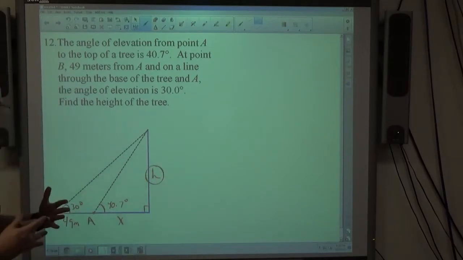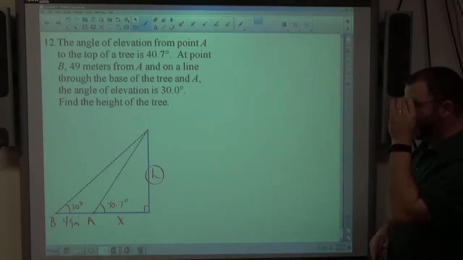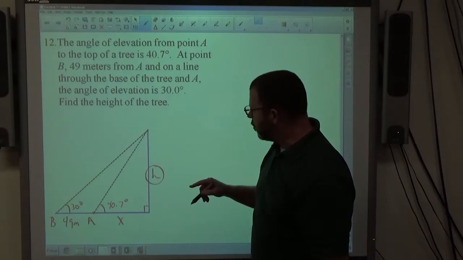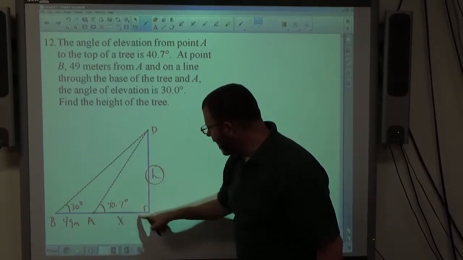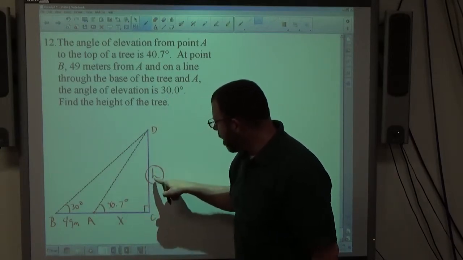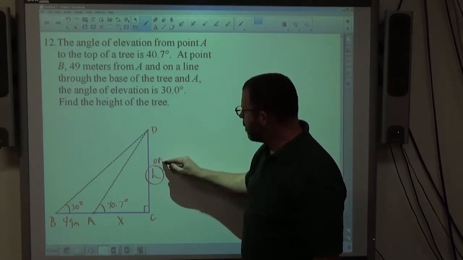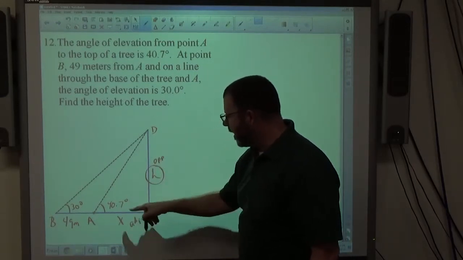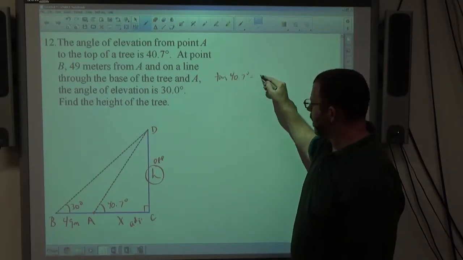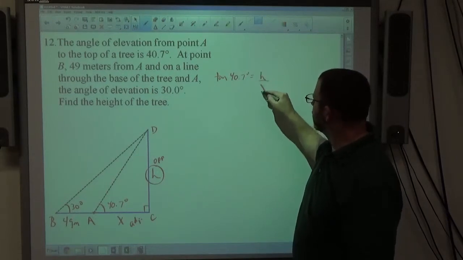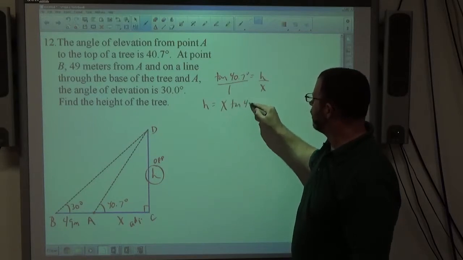So my goal here is to find h. What I can find more easily is x, but once I know what x is, then I can find h. And what I need to do is focus on the two triangles in the problem. The first triangle, let's just call this C and this D just to give it names. Triangle ACD has an opposite h and an adjacent x of the 40.7 degree angle. So if h is opposite and x is adjacent, and I got an acute angle down here, the tangent of the acute angle should equal opposite over adjacent. If I cross multiply, that gets me h is equal to x tangent of 40.7 degrees.